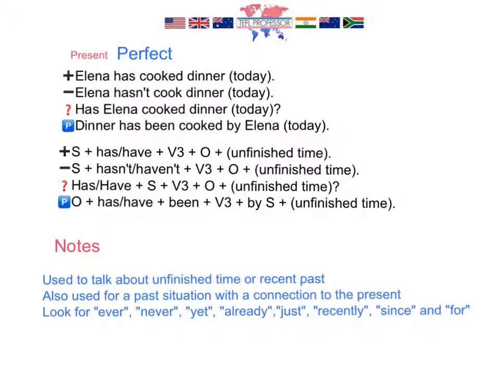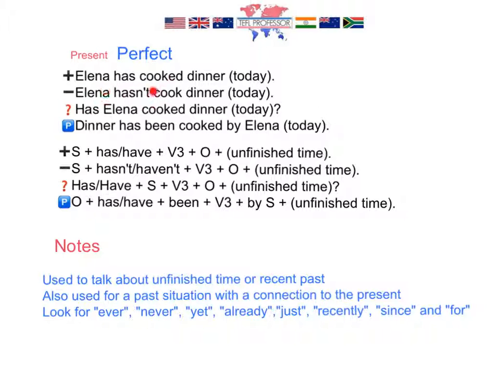British English typically uses a lot more present perfect, whereas American English uses a lot more past simple. There are some words that you can look out for: ever, never, yet, already, just, recently, since, and for. If you see those, then you're probably going to want to be using present perfect. We also use it for past situations with a connection to the present. Again, look at our website for some more documents if you need some further explanation on those.